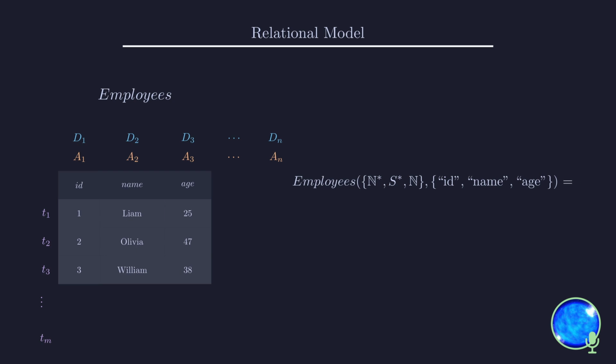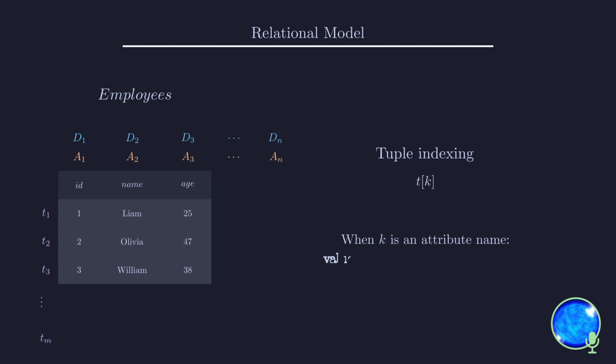This definition is equal to the following set, containing all tuples from earlier. Finally, let's also define tuple indexing. T index k, denoted by this bracket notation, is either equal to the value in the tuple t associated with attribute k when k is an attribute name, or it is equal to the value in t associated with attribute ak when k is an integer.